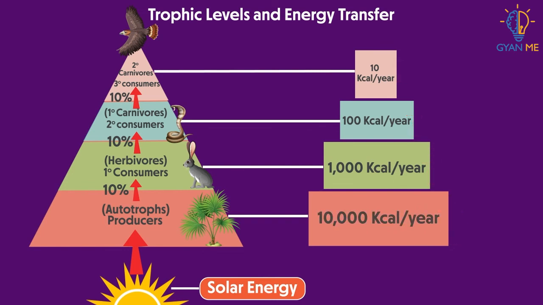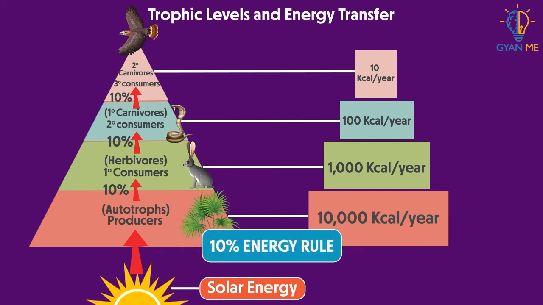And this is the reason why top order carnivores have to eat many herbivorous animals in order to get enough energy to grow and reproduce. We already said this is termed the 10% energy rule, which states that only 10% of the energy available from each trophic level gets passed on to the next trophic level.